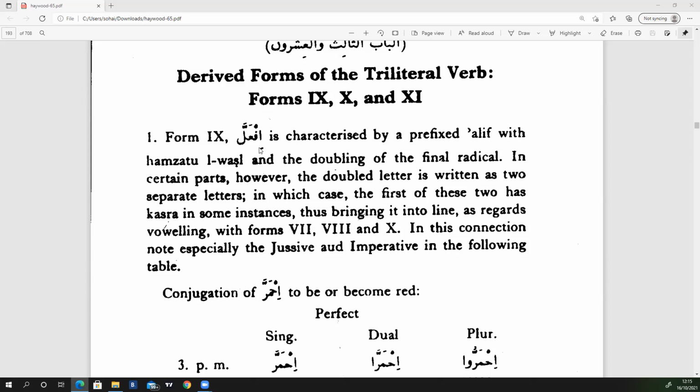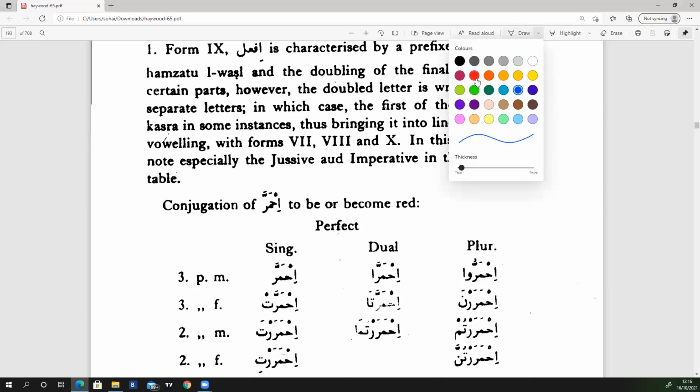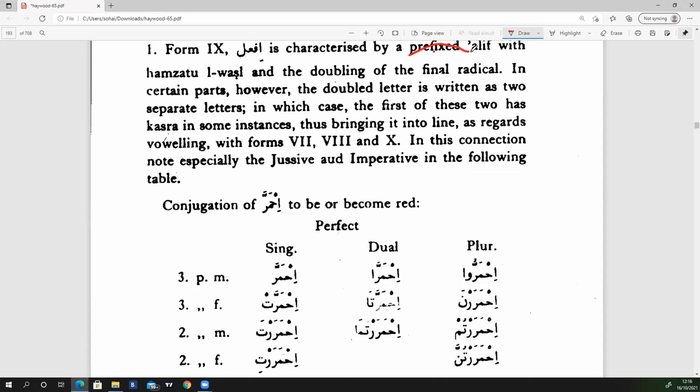So form 9 is used for color and defects. Right. So the way form 9 works is you prefix alif, like done in some other forms, and then second, there's doubling of the final radical. The final root is doubled.